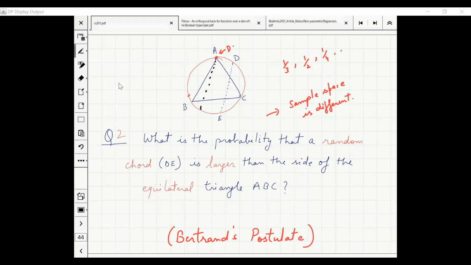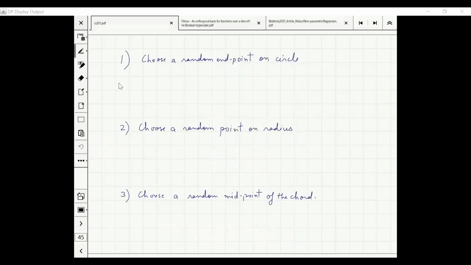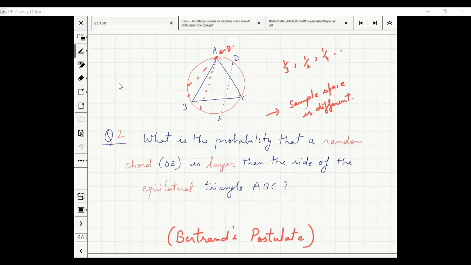BC. It should lie between B and C. And it is now clear that if we choose a random endpoint on the circle, then DE is larger implies E is between B and C. And this will give you the answer, 1/3. So look at this circle. If I take a random point on the perimeter of the circle, what is the probability it lies between B and C? Obviously 1/3.